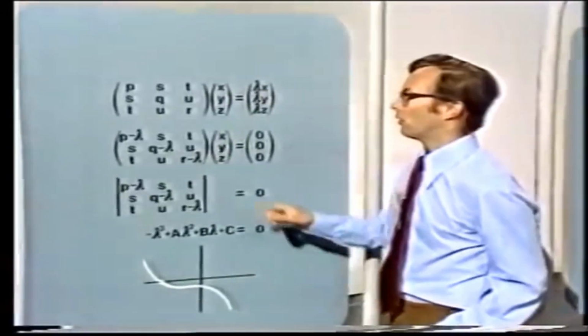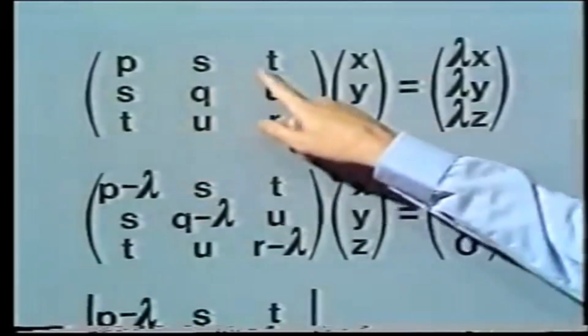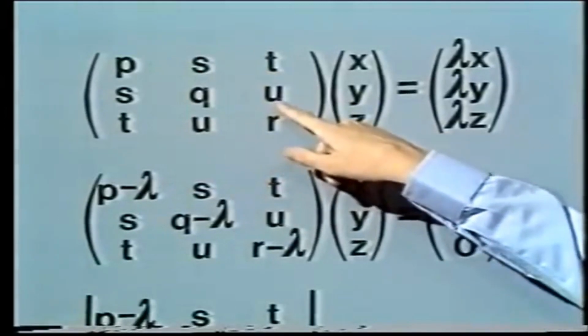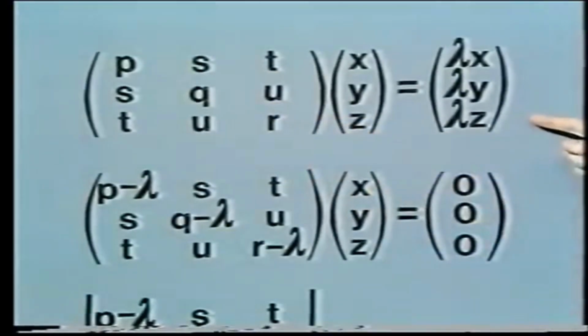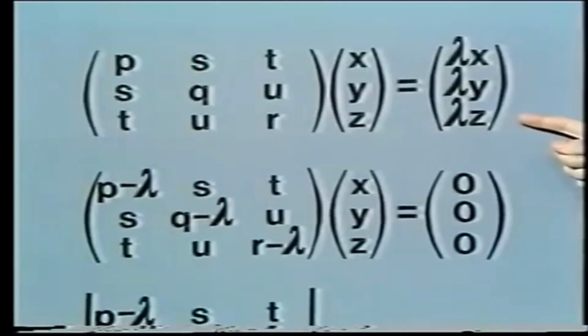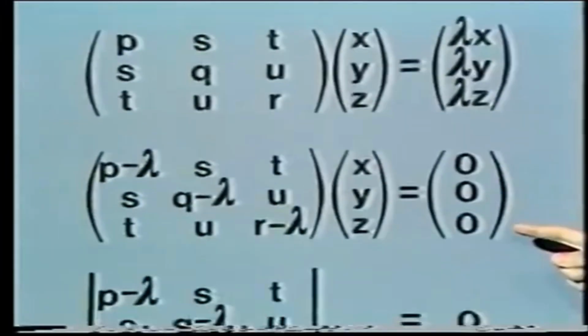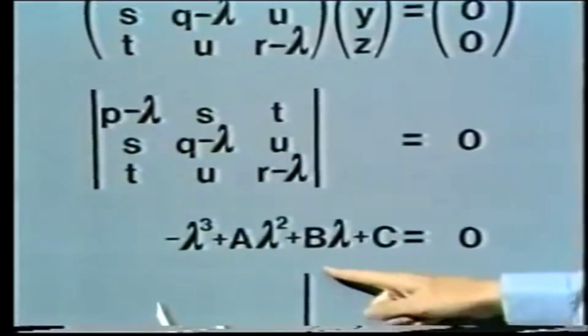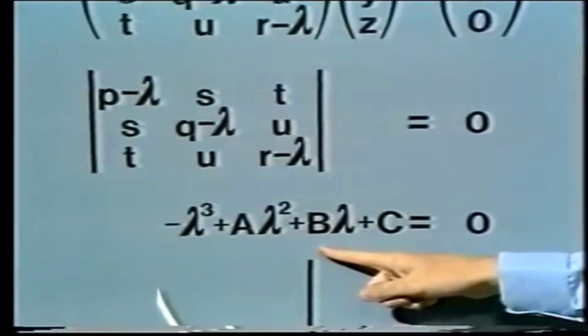Here's a general 3 by 3 symmetric matrix. You can see it's symmetric because these elements are equal in pairs. And we have the eigenvector equation just as before. We want to find the values of lambda. And in fact, what we do is to go through exactly the same procedure we've already seen. We won't worry about the details. The important thing is that we end up with this equation here.